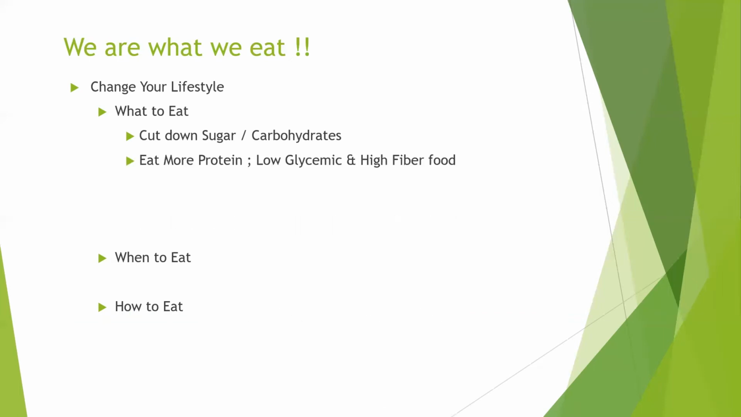Another thing we need to know about when we talk about what to eat is eat more protein, right? And eat high fiber food. Fiber comes from things like salads, vegetables, sprouts, such kind of food. And by default, such kind of food is low glycemic.